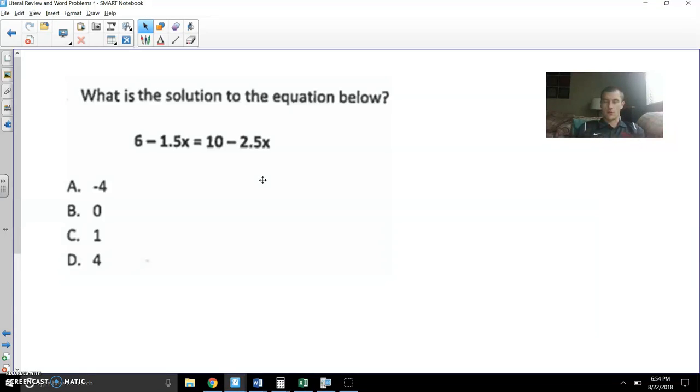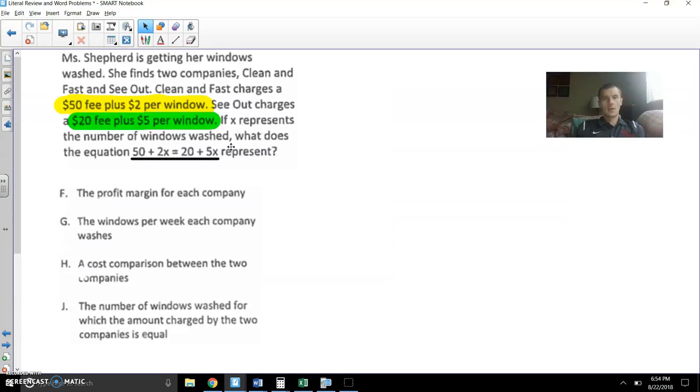So look around on the front and I'm sure you'll see a good example of one that looks like this. Solve for x, get x by itself.